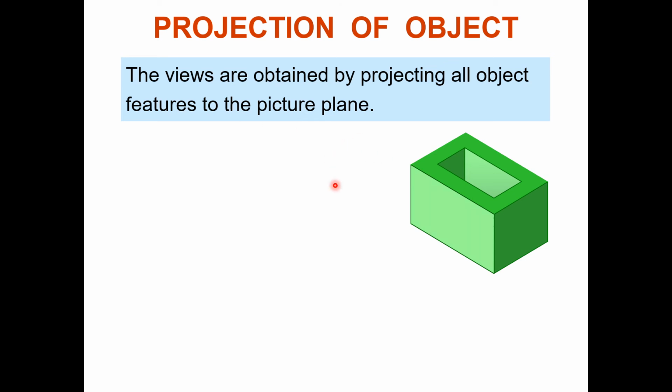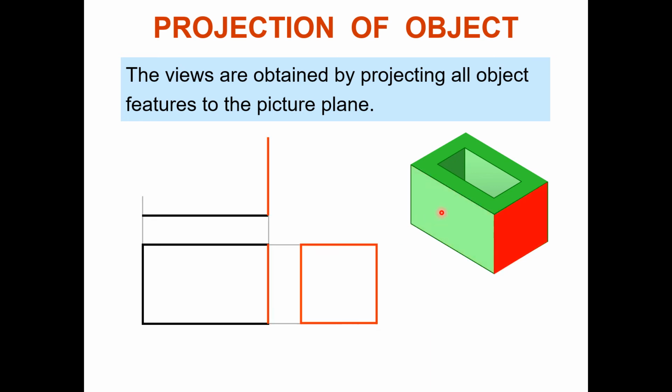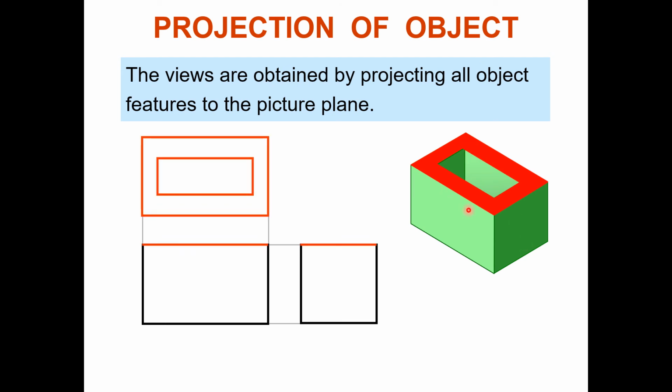For example, here when you will see this view, that is a front view, that is a front view, and now that is a right side view, and when you will see from the top, you will get this view, that is a top. When you will see from the top, you will see this one, and when you will see from the front side, you will see this view, and when you will see from right side, you will see this square box.